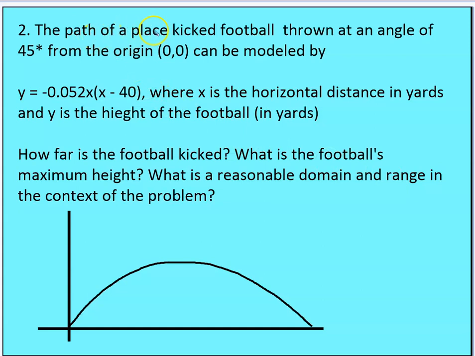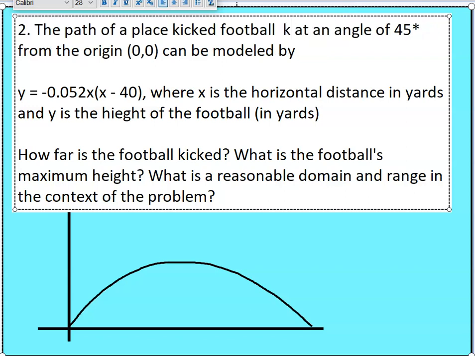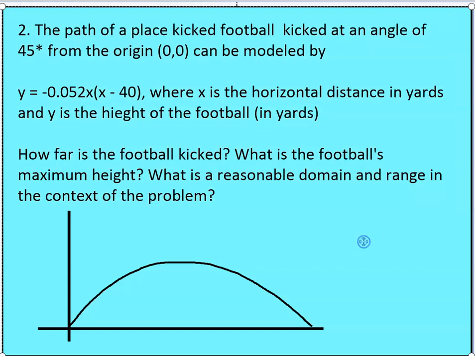All right, so that brings us to our next classwork problem, 2.4.2. So same thing, path of a place-kicked football kicked at an angle of 45 degrees can be modeled by the following function below. And so you're going to figure out how far the football is kicked, what's the maximum height, and what's a reasonable domain and range in the context of the problem. All right, so you can copy this down, and I'm going to move on to our next set of problems.